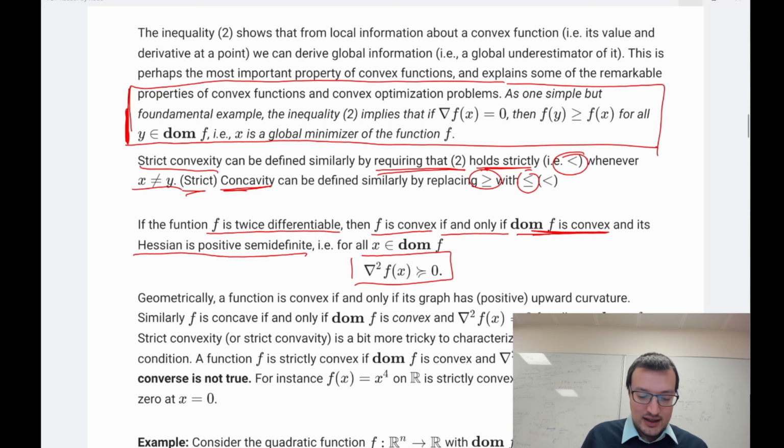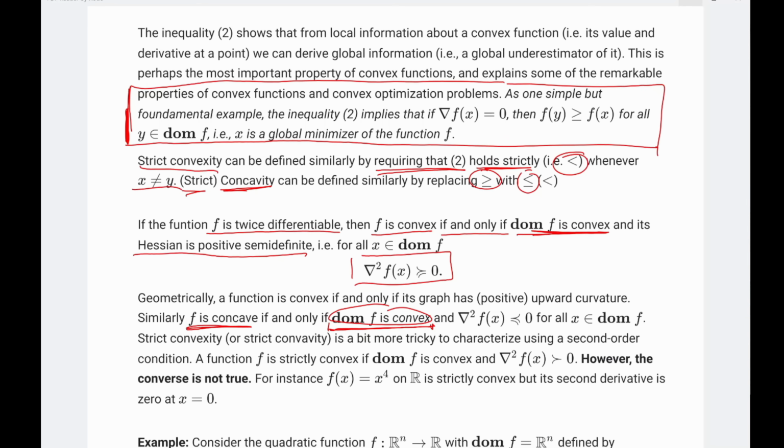Similarly, we can define concavity using a second order condition: a function f is concave if and only if the domain of f is convex. I want to point out that it doesn't matter if we're defining convexity or concavity, the domain has to be convex. The only thing that changes is the inequality condition, the Jensen inequality, the Taylor approximation, or the Hessian inequality. In this case the inequality swaps sign and the Hessian has to be negative semi-definite for all x in the domain.